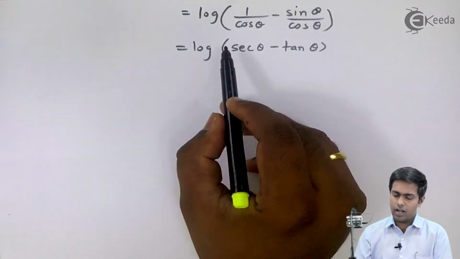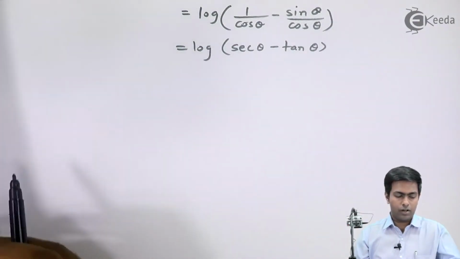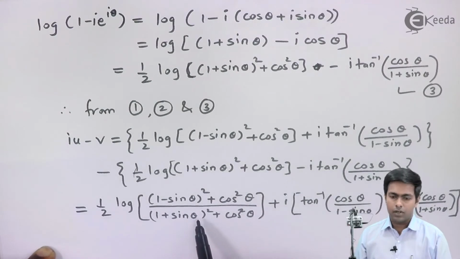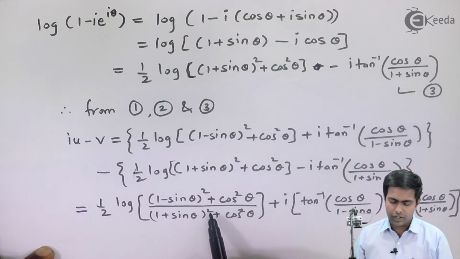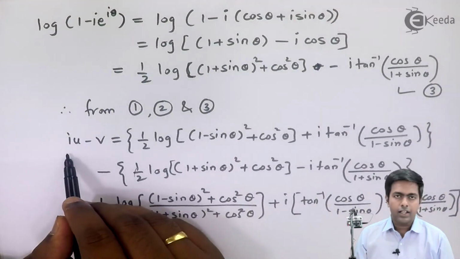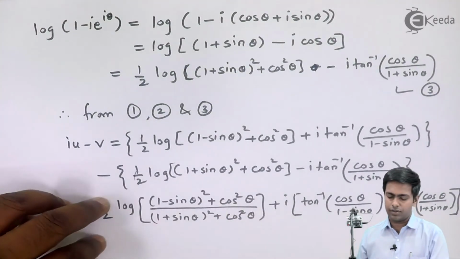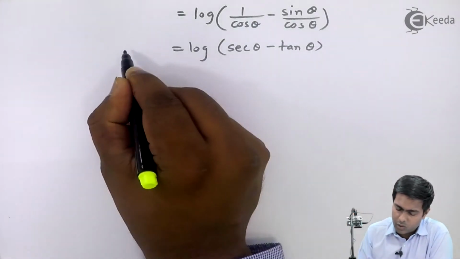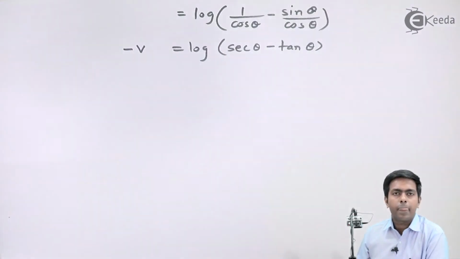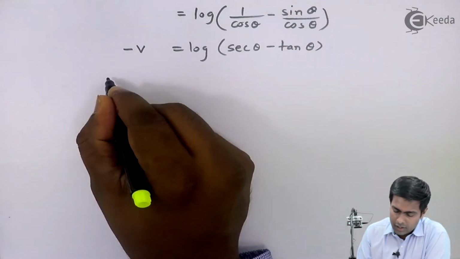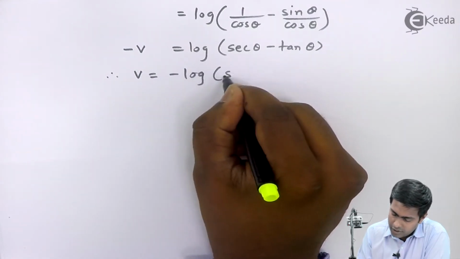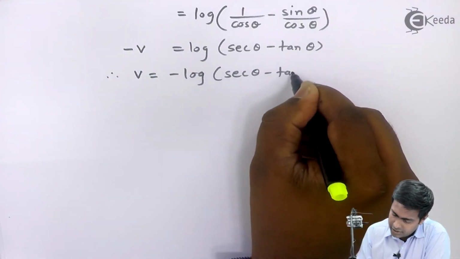Now this value we are finding for 1 by 2 log of this term, which is the real part on the right hand side. So if I compare this with the real part on the left hand side, then the real part here is minus v. So I can say that this value is equal to minus v. Now due to that, v will become minus of log of sec theta minus tan theta.